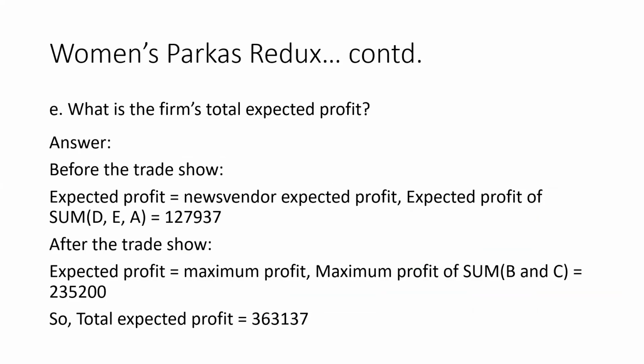So basically, the profit before the trade show plus the profit after the trade show. Before the trade show is the newsvendor expected profit. After the trade show is the maximum profit. So it's two parts, add them together. Here's the explanation. Okay, no questions, let's move on.